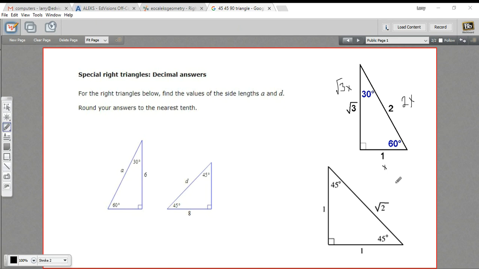So, for example, if you knew the side that was the 1 side, that's your x value. You could figure out the 2 side and the square root of 3 side just by multiplying whatever that x value is, that length of this shortest side, by 2 and by the square root of 3.